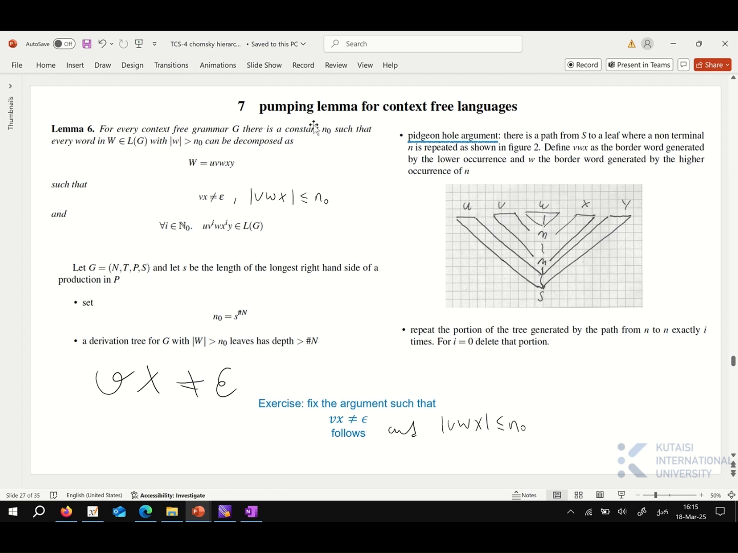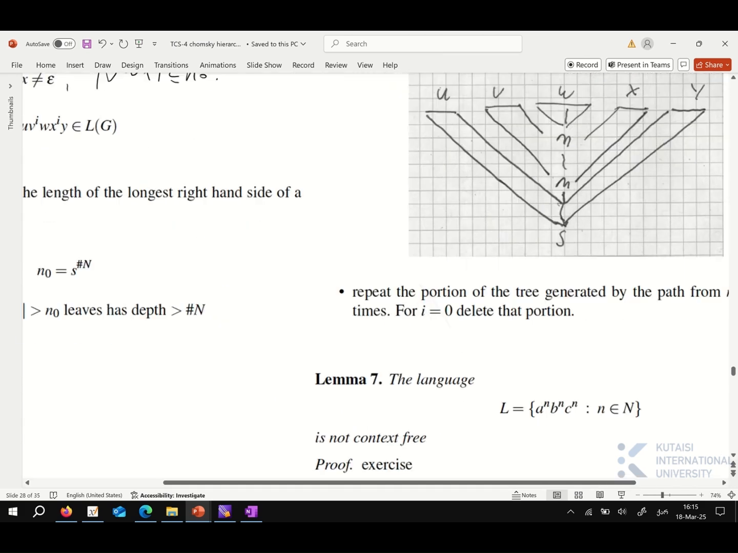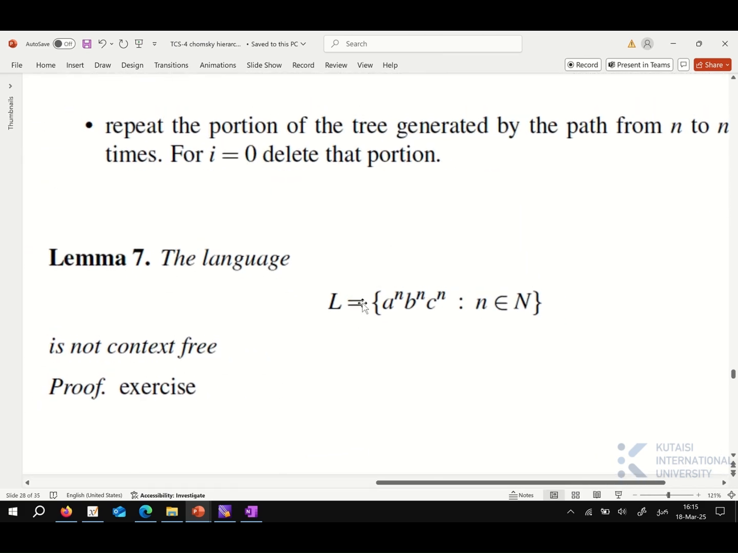So this actually proves the pumping lemma for context-free languages. And there is an exercise then that this particular language, where now we take three things, a to the power n, b to the power n, and c to the power n, where n is a natural number, is not context-free. Recall that we had this guy, which was not regular, but it turns out now if you take three things that repeat, a, b, c, and so on, then this will not be context-free.